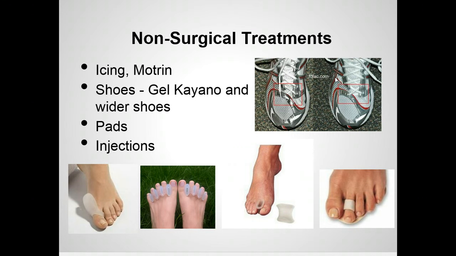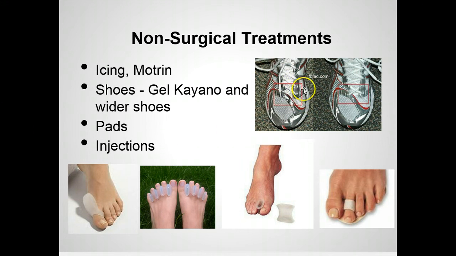Some of the non-surgical treatments, you can try icing the area. That can reduce any inflammation. You can try Motrin or ibuprofen or any of the other anti-inflammatories. That can help with any of the pain inside the joint. There are some shoes that are more accommodating for bunions, like this Gel-Kayano. Here's an example right here. It actually has some lacing that's more on the side, so you can allow the joint to move better.